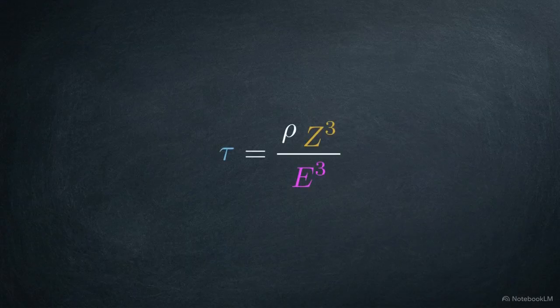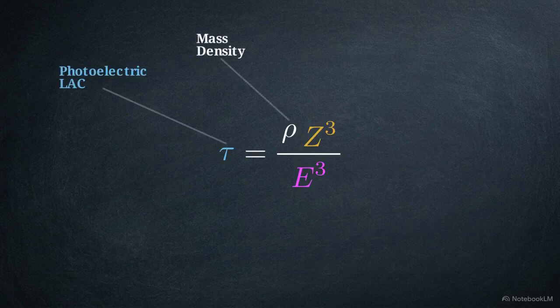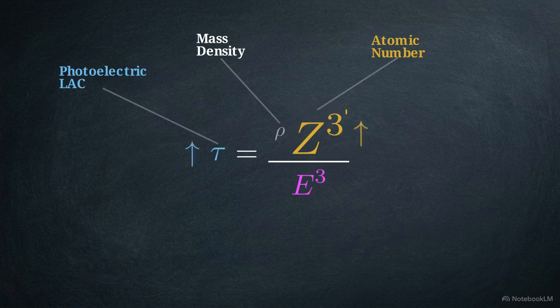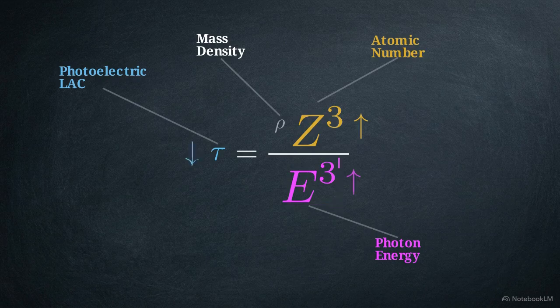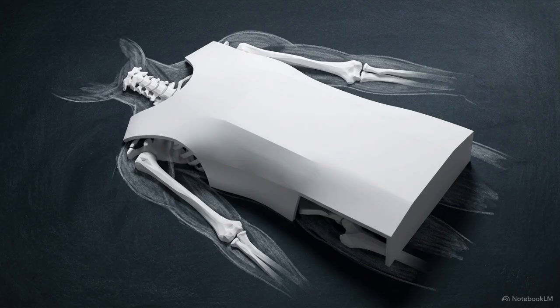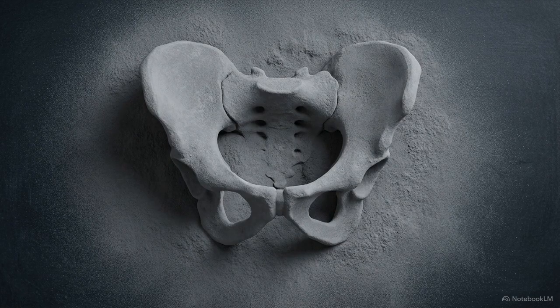The formula for the photoelectric linear attenuation coefficient, represented by tau, relies heavily on Z. Photoelectric probability scales with the cube of the atomic number and is inversely proportional to the cube of the photon energy. Because of that cubed relationship, high Z materials like bone or lead favor photoelectric absorption. This is why they appear stark white against low Z soft tissues. As photon energy increases, photoelectric absorption collapses at a rate of 1/E cubed. High-energy beams are ineffective at creating contrast in dense structures.